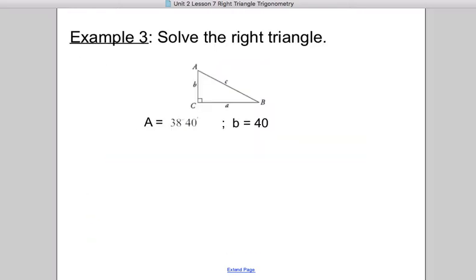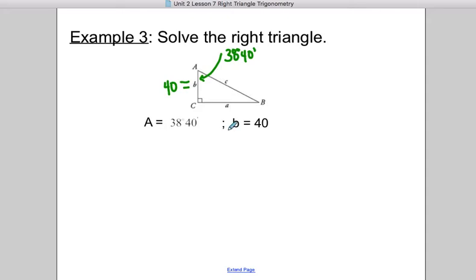Otherwise, we're moving on to example 3. It says solve the right triangle. So if I'm solving it, I need to have basically 6 pieces of information. Right now I have 2 pieces of information. I know that little b is 40, and angle A is 38 degrees and 40 minutes.